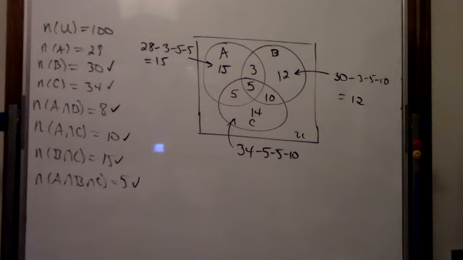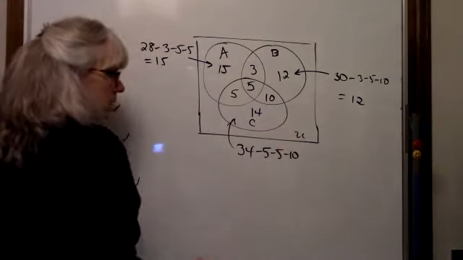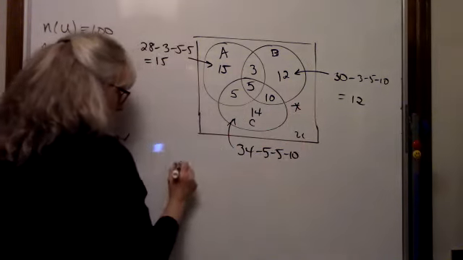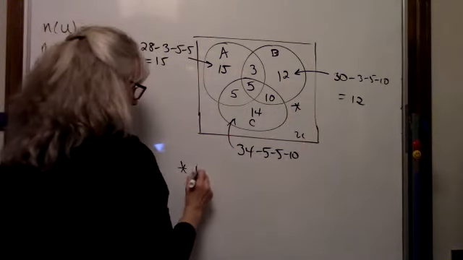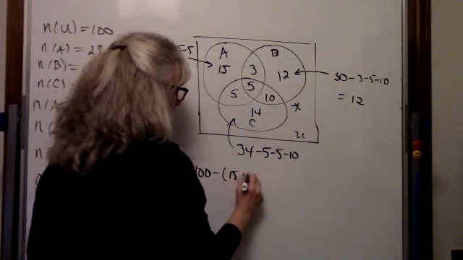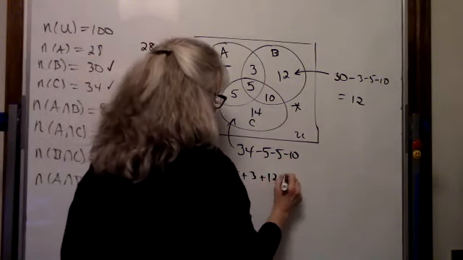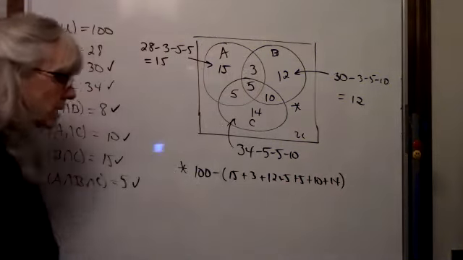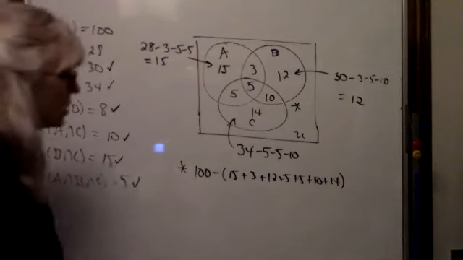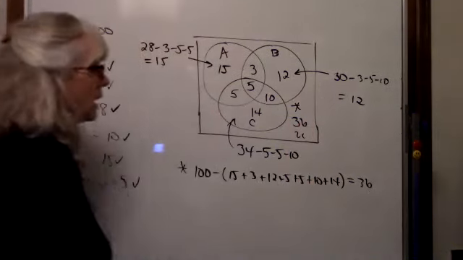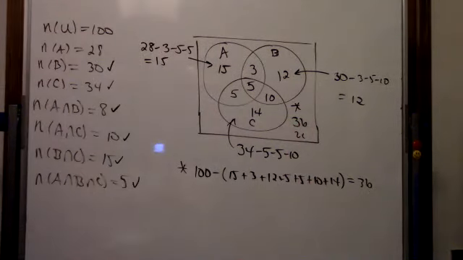Okay, all that's left is to figure out the universe. To get the universe, what we need to do is add all our numbers together and then subtract from the 100. Again, this is just to help you with the notes. We're going to add everything we've got and subtract it from 100 because that's our universe. So we're going to subtract off the 15, the 3, the 12, the 5, the 5, the 10, and the 14. I'm going to add them all together first, then subtract from 100. If you do that, that should leave you with 36. So the number sitting out here is 36. And there we've made our first 3-set Venn diagram.